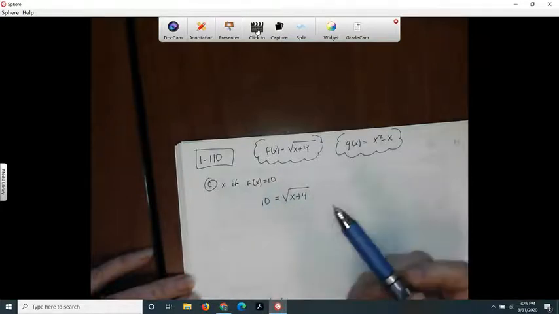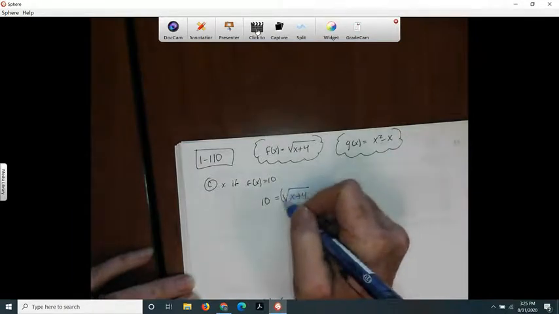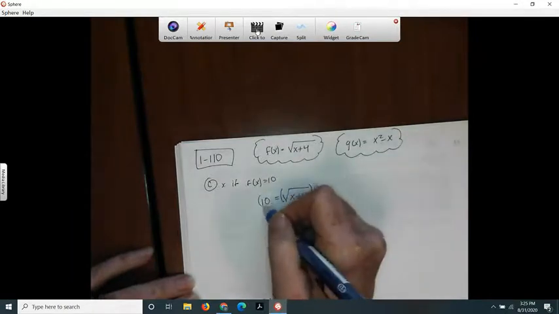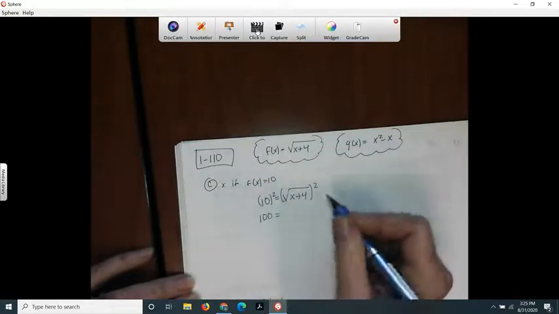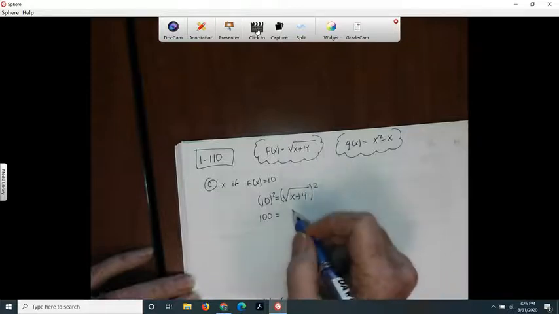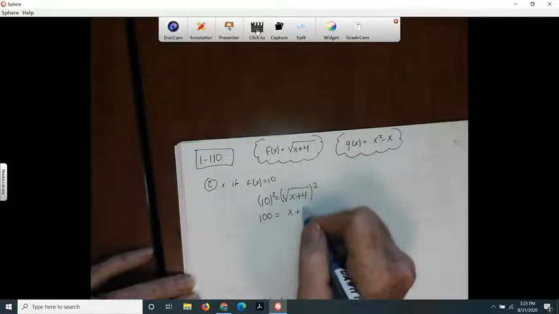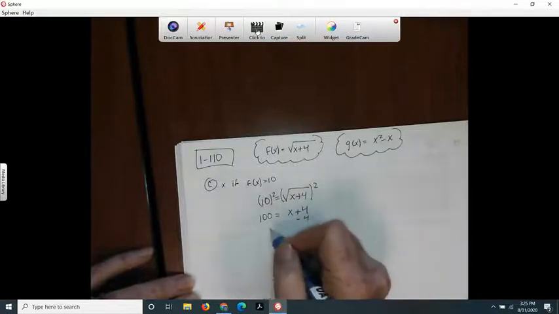So I'm going to use algebra. I'm going to undo by squaring both sides. 10 squared is 100. When I square a square root, it goes away. It undoes itself, and then I have x plus 4. And then I want x by itself, so I'm going to subtract 4 on both sides. And I'll get that x equals 96.